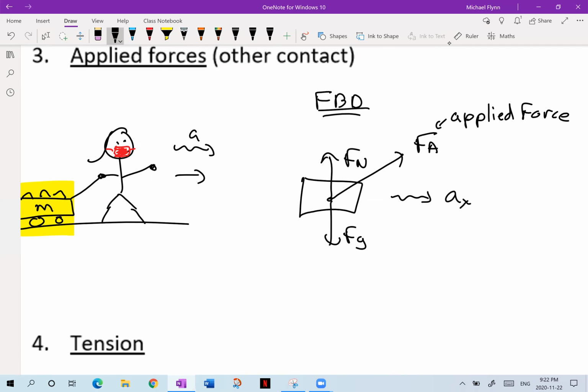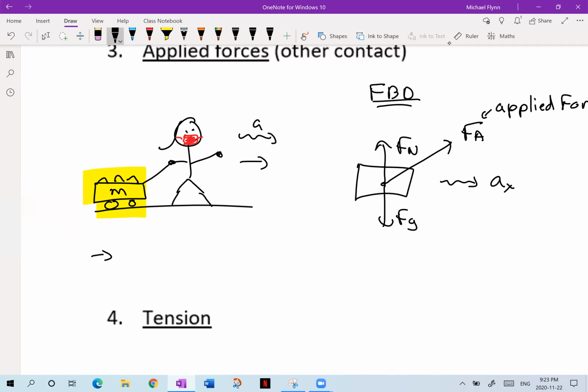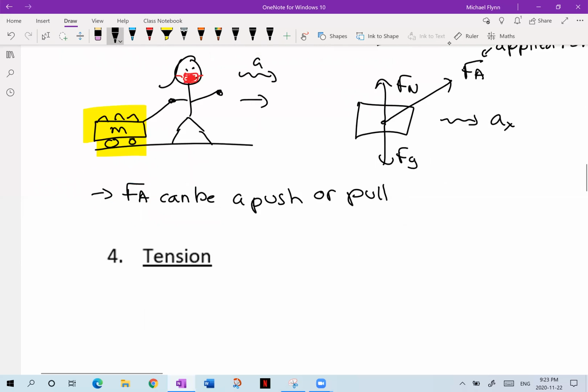And yes, applied forces, FA, can be a push or a pull, depending on the question. In this case, it's a pull, but she could be behind it, pushing it forward with her hands, right? Whatever. And usually we're talking about some external actor pulling or pushing on an object. So in this case, it's Muriel, and she's pulling her box forward.